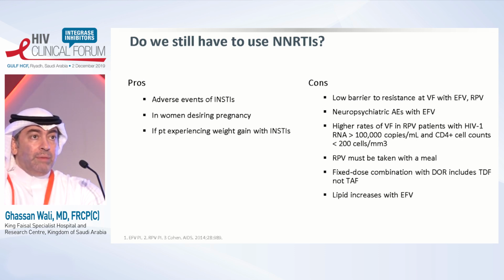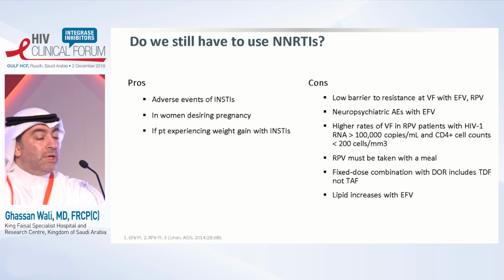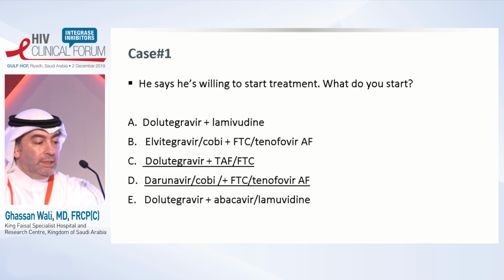However, again, many issues with this class, the low genetic barrier, the neuropsychiatric complications. Even in the DRIVE study that compared doravirine to efavirenz, neuropsychiatric complications, although less with doravirine, but continue to happen. Rilpivirine has also to be used in patients with viral load less than 100,000 copies per ml. It cannot be used in patients with advanced AIDS with CD4 less than 200, and it cannot be co-administered with a PPI, so you have to keep this in your mind.